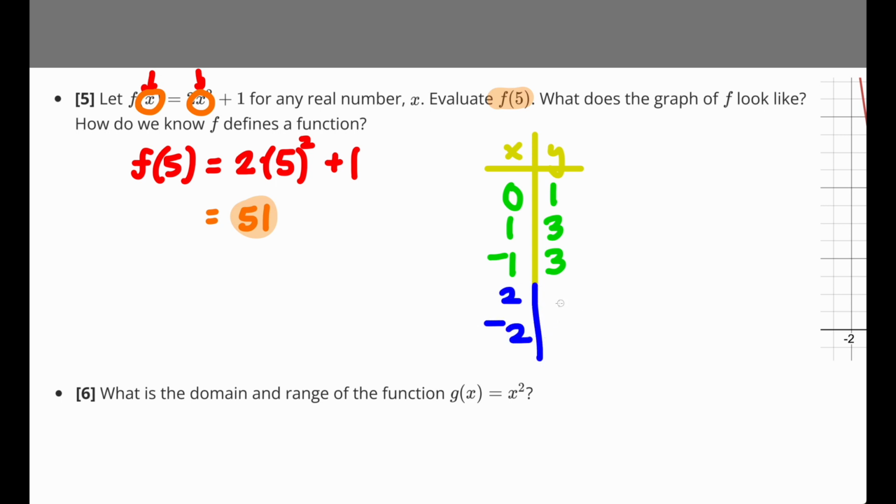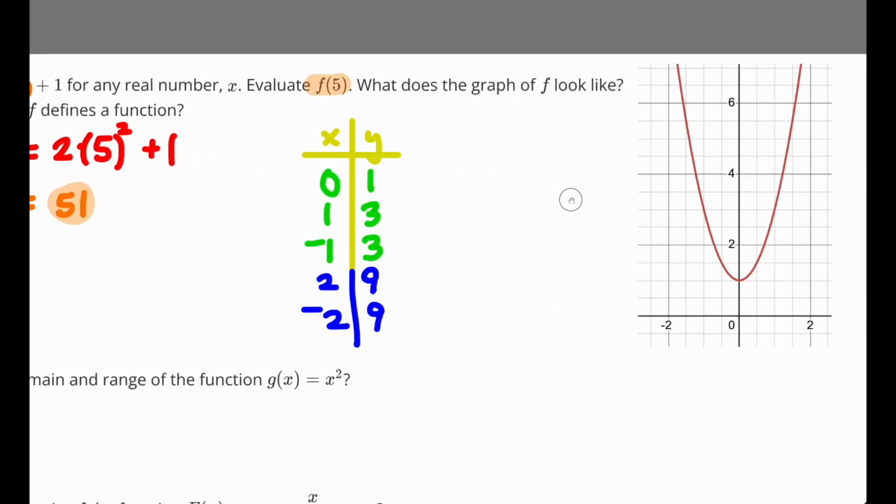When you plug in 2, you're going to get 4 times 2 is 8, plus 1 is 9. -2, again, you're going to get positive 4 times 2 plus 1, again 9. So you'll see the symmetry in this problem, and the graph ends up looking like that because of it. If you look, 0, 1 is plotted right there, 1, 3 is plotted right there, -1, and so on. You can see all the values there. And based on just looking at the graph, you can see that it's a function because it passes the vertical line test. So we can say f passes the vertical line test.